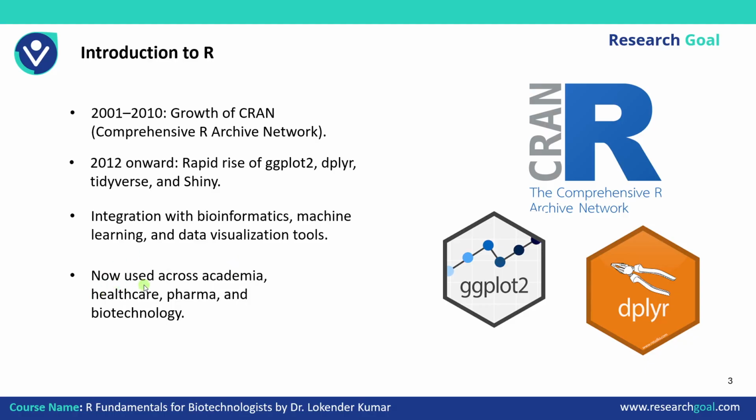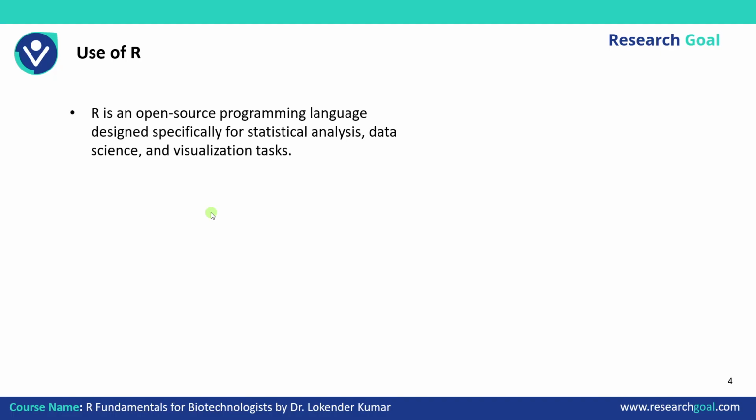Now R is being used in academia very frequently, as well as in healthcare, pharma, and biotechnology. So many people are using R, and if you want to analyze and get very high quality, professional quality plots, R is something you should be using. Now let's talk about the use of R programming language. R is an open source programming language designed specifically for statistical analysis. That is what I told you. Also data science and visualization tasks. If you have data and you want to visualize it very effectively and you don't want to program too much, R is something you should be using.